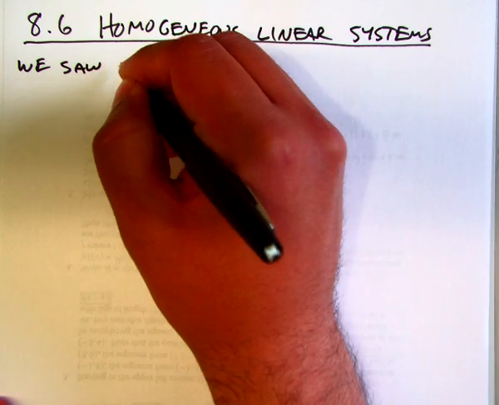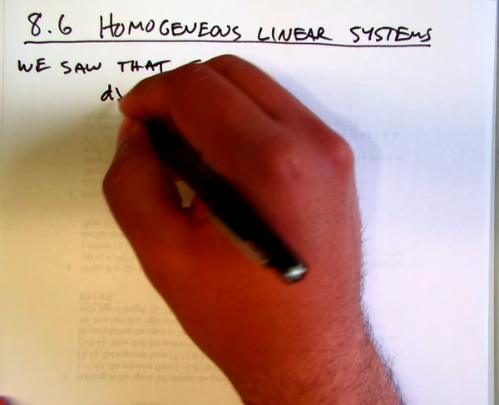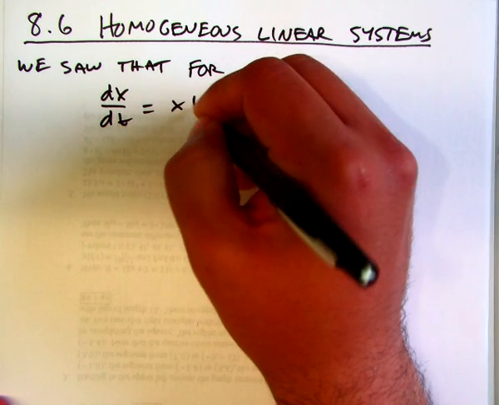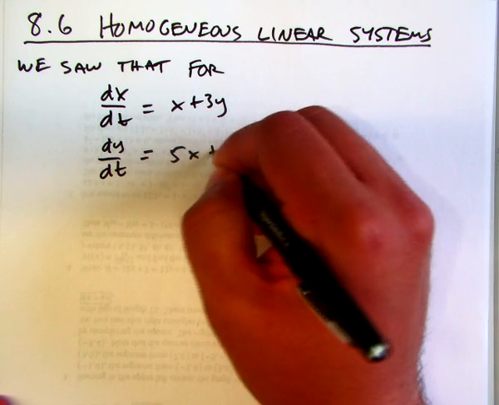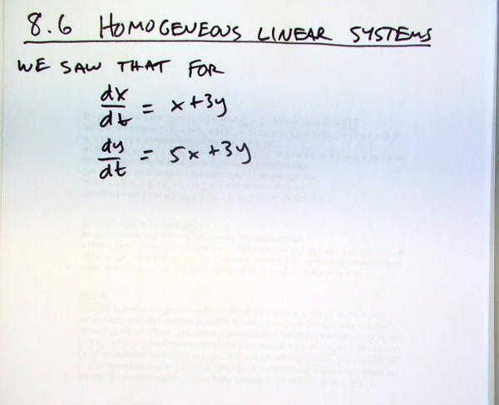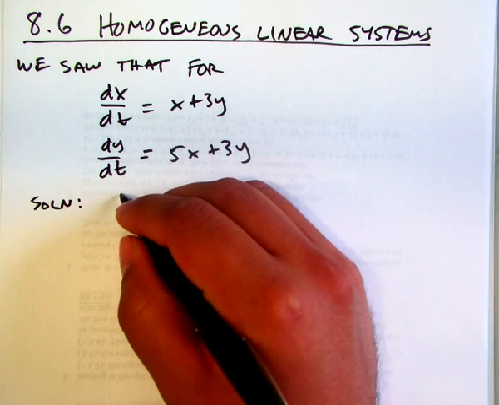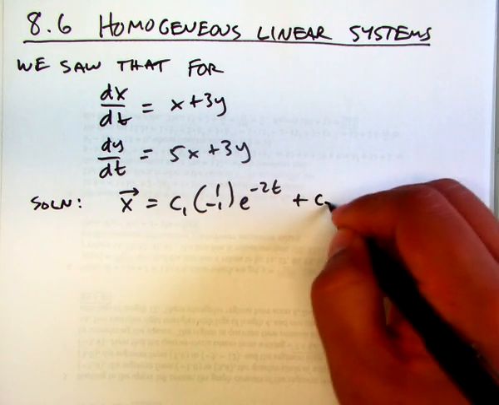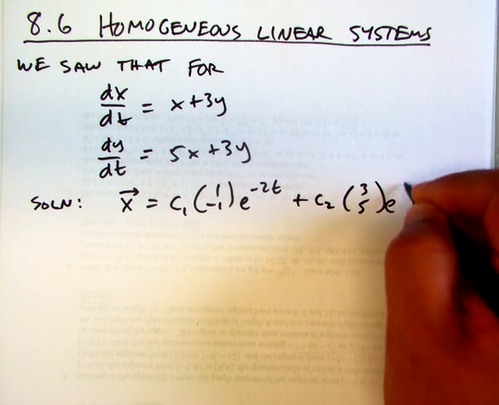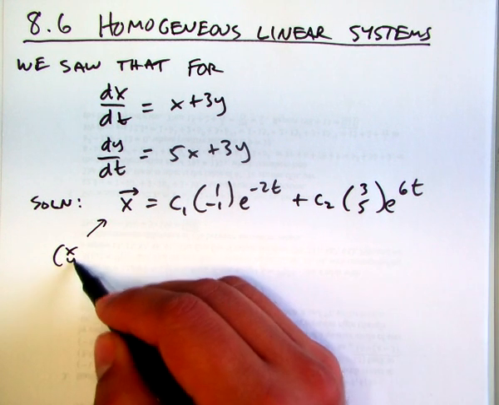I'm going to refer back to that one example that we kept talking about in the previous section, which was dx/dt = x + 3y, dy/dt = 5x + 3y, and we showed that the solution was something like this: c1 (1, -1) e^(-2t) + c2 (3, 5) e^(6t), where x represented the column vector x and y.